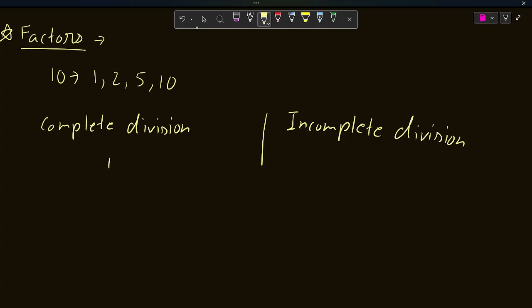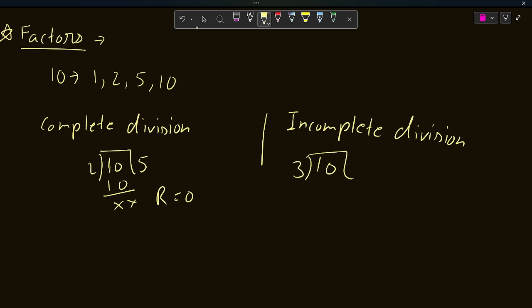Suppose I'm dividing 10 by 2. Obviously I will write here 5, and 2 5s are 10, and the remainder is 0. Whenever in a division the remainder comes to be 0, the division is called complete. And if I'm dividing 10 by 3, then 3 3s are 9, and in this division I will have a remainder which is not equal to 0.